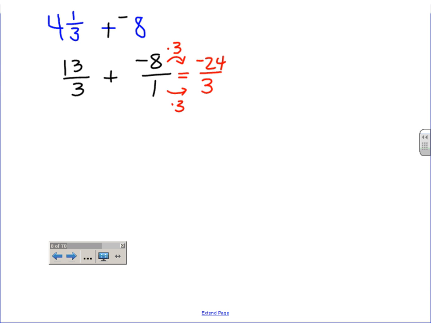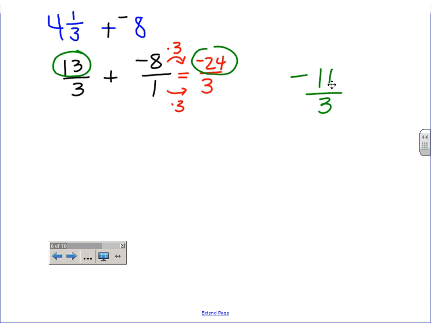Now I have a common denominator. So let's look at our numerators. I have 13 and negative 24. So I'm going to subtract them. I have more negatives, so my answer is going to be negative. I have 11 more. So my answer is negative 11 thirds.